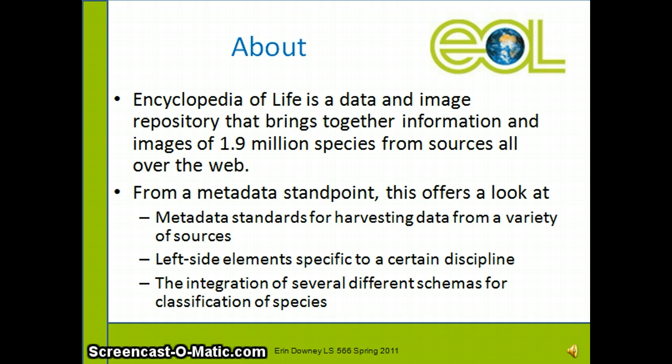And this is a data and image repository that brings together information and images on 1.9 million species from places all over the web.